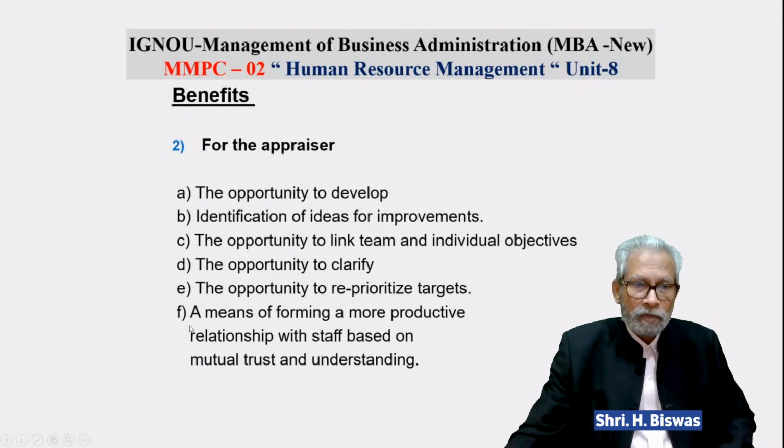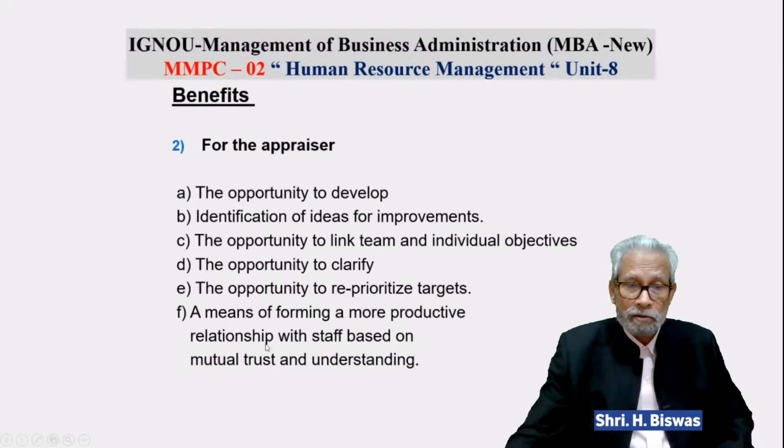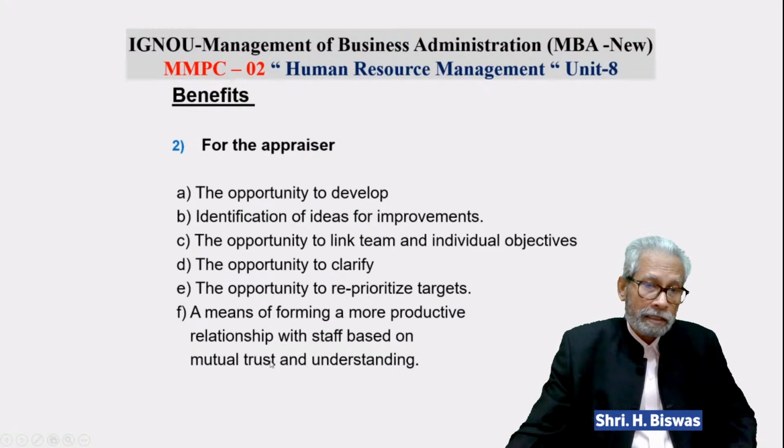What else can we say here? All means of forming a more productive relationship with the staff based on mutual trust and understanding. This is a very important thing, because when you know your subordinates, what they are doing, their best skills and abilities, then you can place them better, and your relationship also improves, and you can trust them too, because last year's performance is now in the open. Now it is already totally transparent, and the picture is here. You can figure it out.